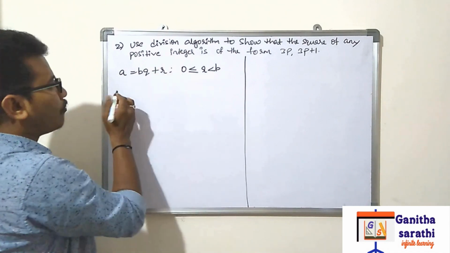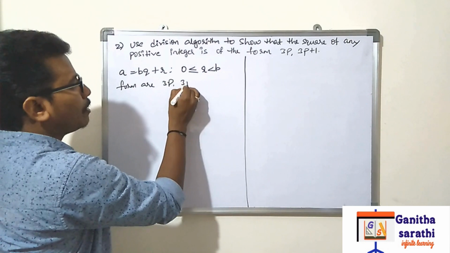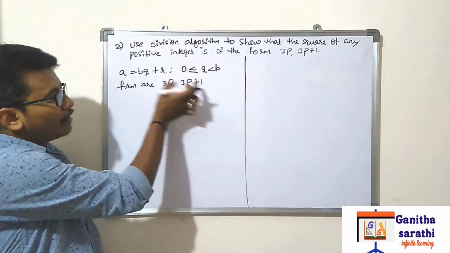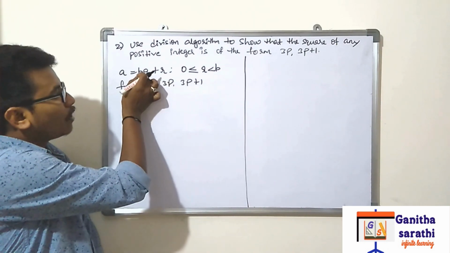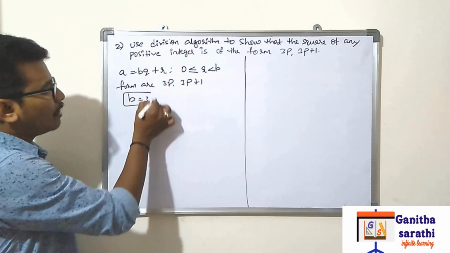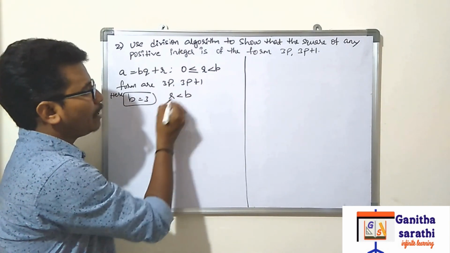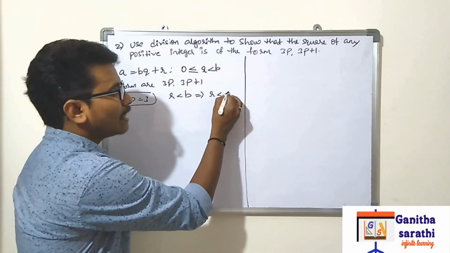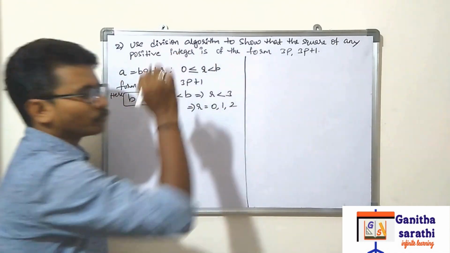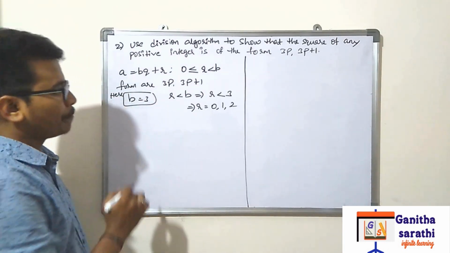Okay. Now what are the forms he is giving? Forms are 3p and 3p plus 1. Okay. Now what is the b value? Compare these two or this one, we can compare anything. So what is the b value? B value is 3, right? Here b is equal to 3. Now what is the condition? R is less than b, which means r should be less than 3, so r value will be equal to 0 or 1 or 2. Right, 0, 1, 2 means how many cases we have to solve? 3 cases.